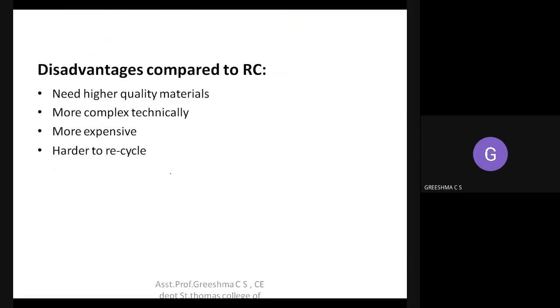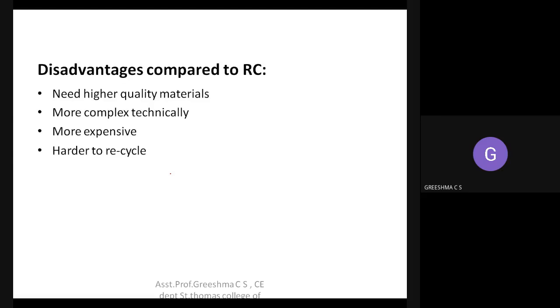Disadvantages. Every material has its advantages and disadvantages. So what are the disadvantages? Here you cannot use normal quality materials. You have to use high quality materials. Prior to the construction of pre-stressed units, you have to check the quality of the materials. So you need very high quality materials.